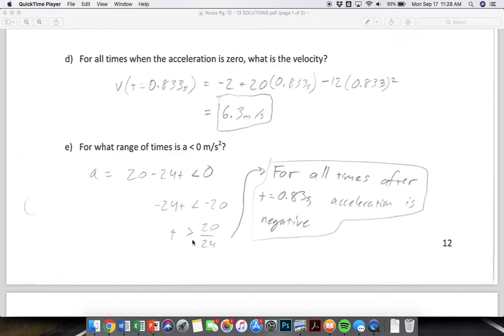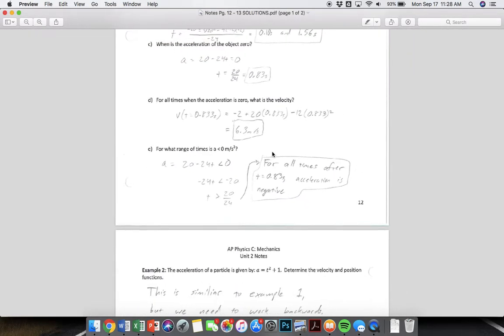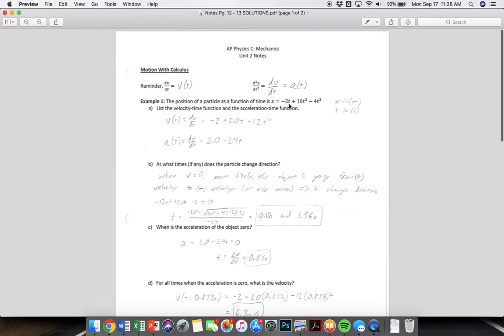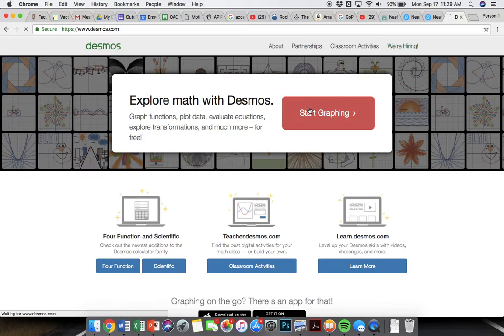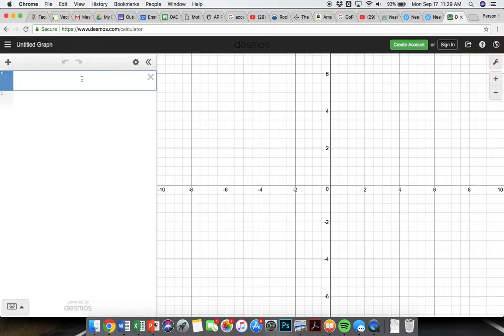All right, now let's actually graph the position function associated with this example and see what that graph looks like. So we're going to graph, if we have an xy coordinate graph, negative 2x plus 10x squared minus 4x cubed. Desmos has a great graphing calculator. Let's check it out. If you haven't written down the notes, stop this video and fill them in before going over the rest, because you need your answers from the notes to understand this graph.